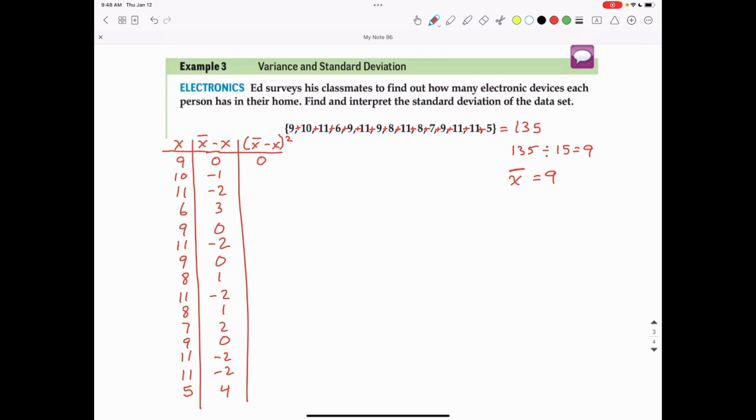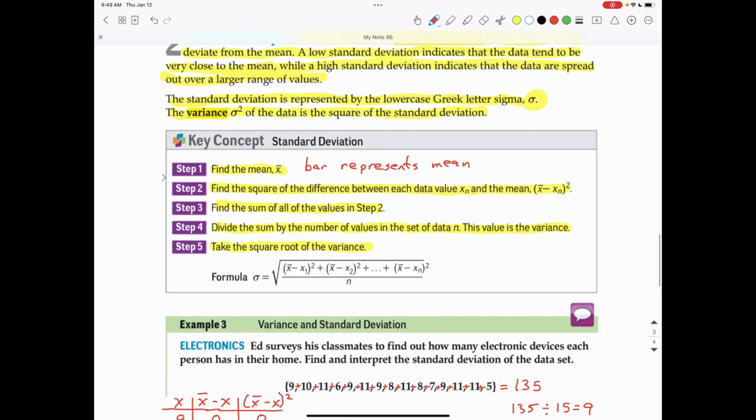Negative 1 squared is 1. Negative 2 squared is 4. And we would do that for the entire data set by squaring all of the numbers. So I'll do that quickly here. And that's the square of the third column. And all of this was considered to be step 2 from the list that we did up here. Find the square of the difference between each of the data values and the mean.